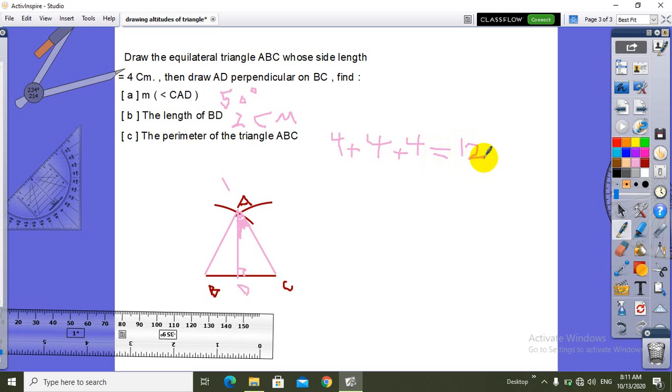But you must remember that in any triangle we have 3 altitudes. Okay? And we have finished, and I hope that you are perfect in drawing this. And good luck.